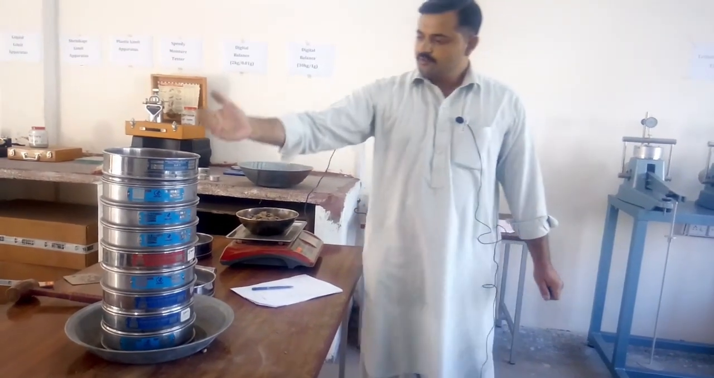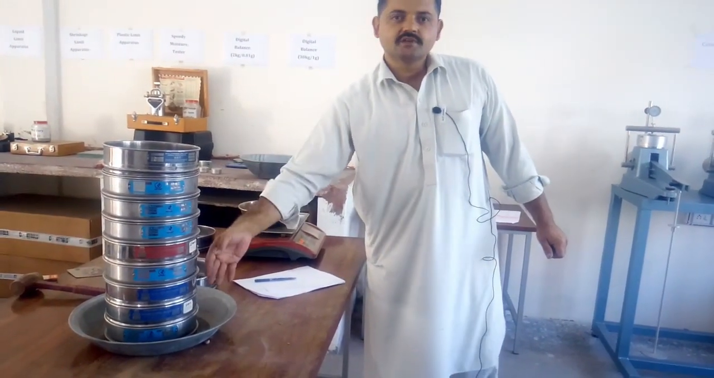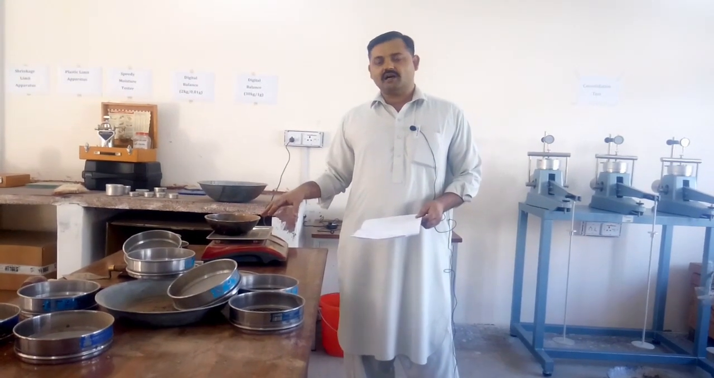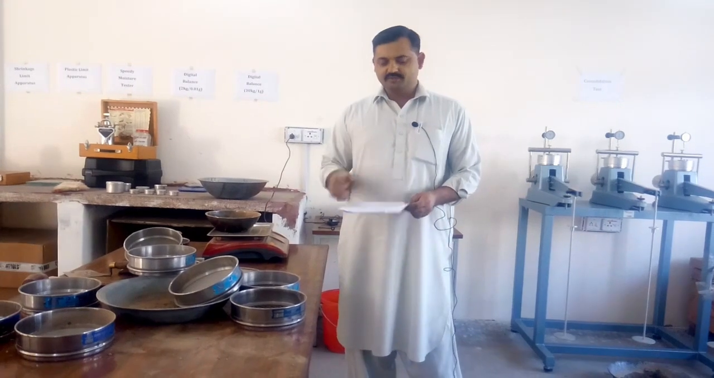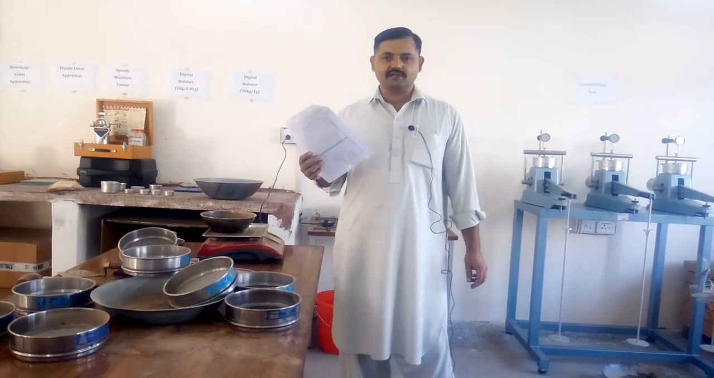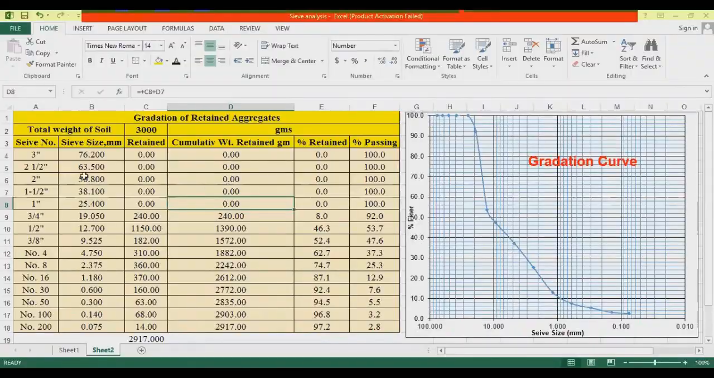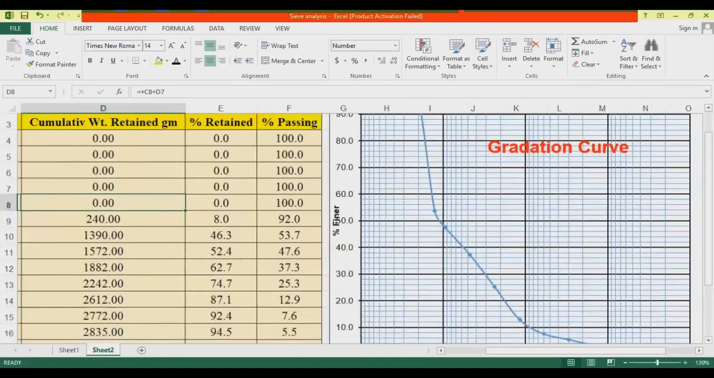Procedure will be performed for all these sieves. So guys, the weight retained on the particular sieve has been recorded in this particular data sheet. Now further calculations and plotting of gradation curve will be done in Excel. These calculations will consist of 6 columns. Let me zoom so that you can further see it properly.